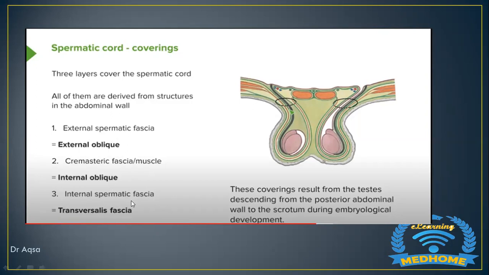Because in 2015, there was a question asking how the internal spermatic fascia is formed. The internal spermatic fascia is formed by the transversalis fascia, not by the internal oblique muscle. All the options were there in the question: internal oblique muscle, external oblique muscle, transversalis fascia. So your correct answer will be transversalis fascia.